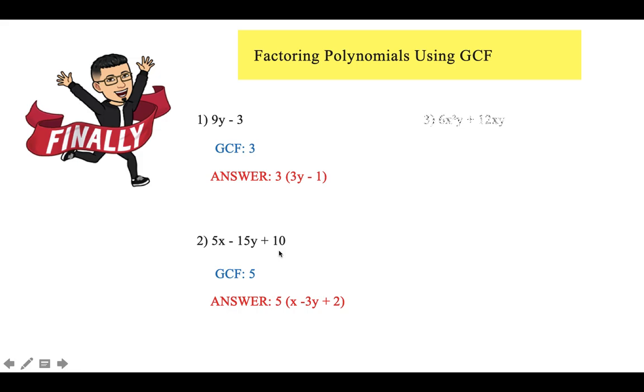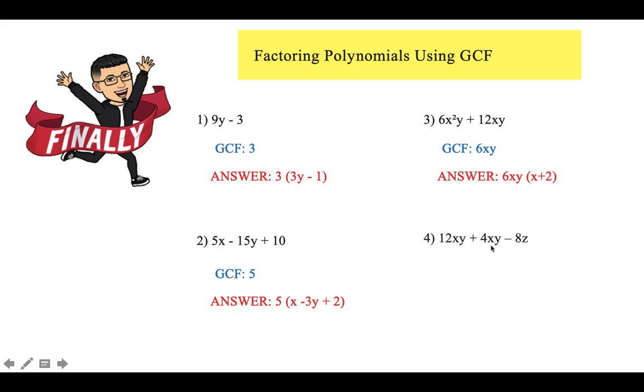and you will arrive here. In given number 3, the GCF is 6xy. Remember, the GCF is one of the factors. Then divide this into both terms. 6x squared y divided by 6xy, you will get x. 12xy divided by 6xy, you will get positive 2. These are the factors of this given. For checking, just multiply them and you will obtain this.